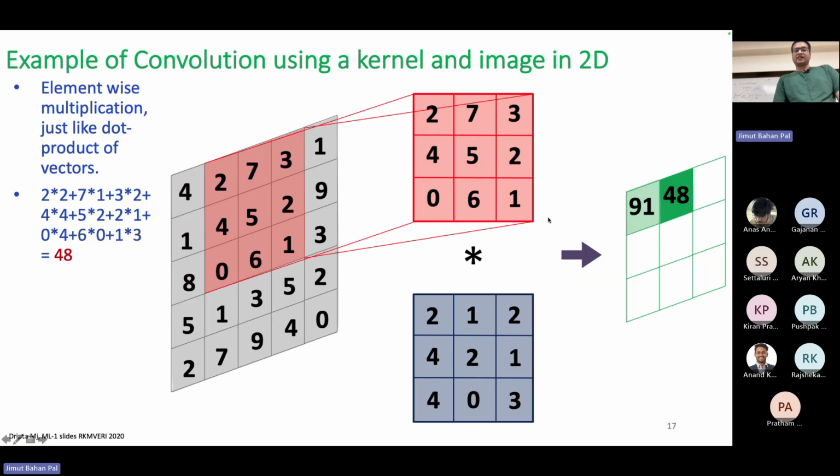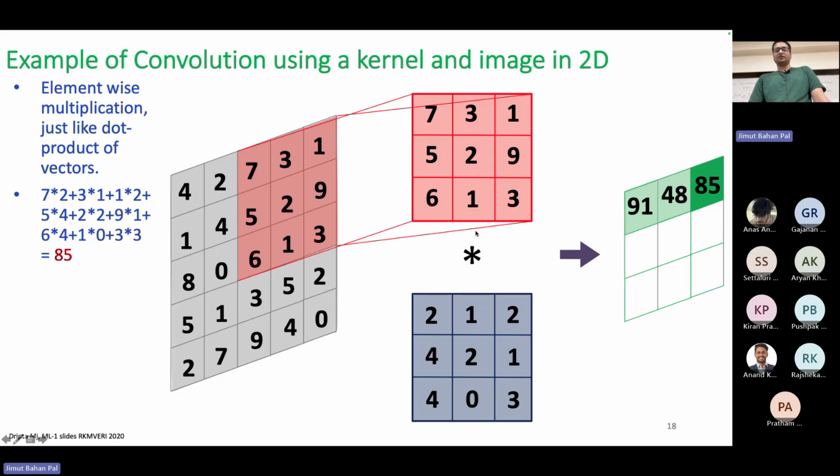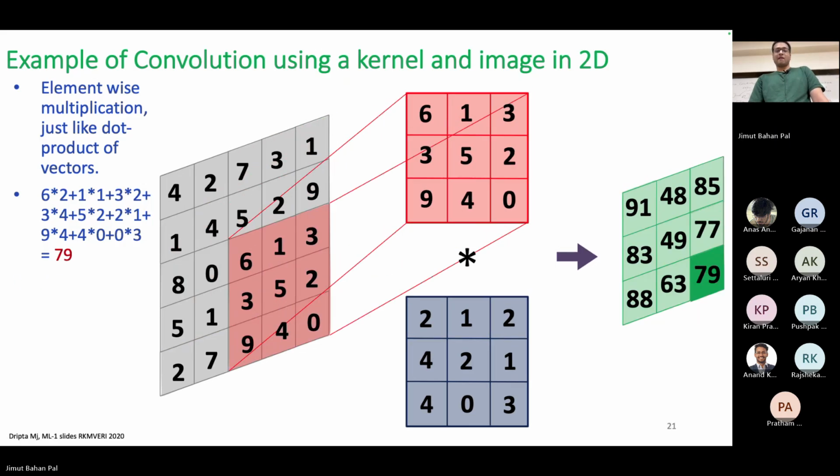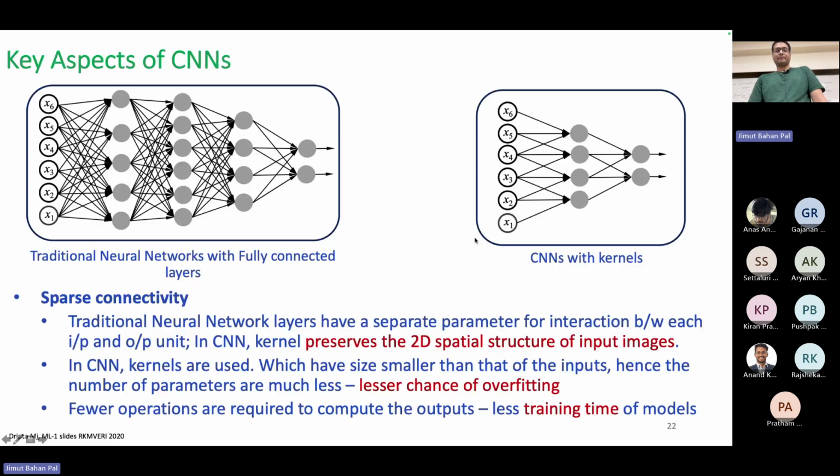Similarly, for the next step we shift 1 pixel to the right and perform the similar dot product, and it gives an output of 48. It goes on until the whole image is covered sequentially. So we can see that the 2D representation of the image has been preserved here.